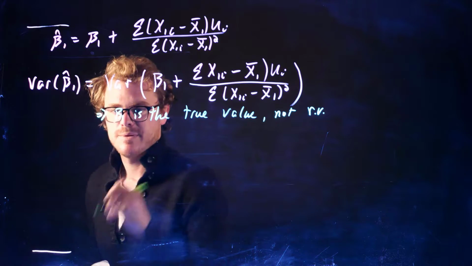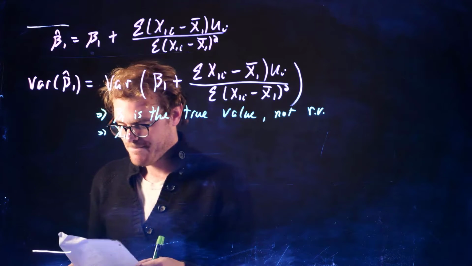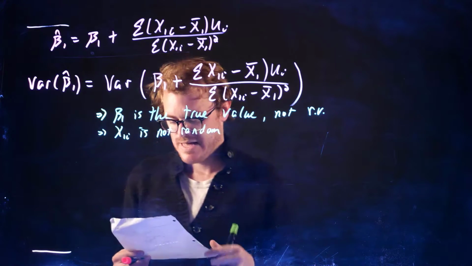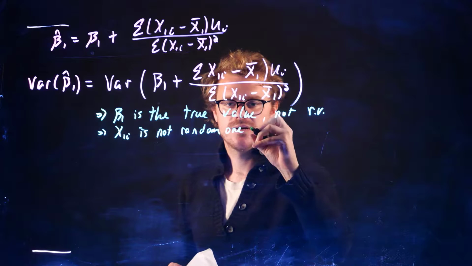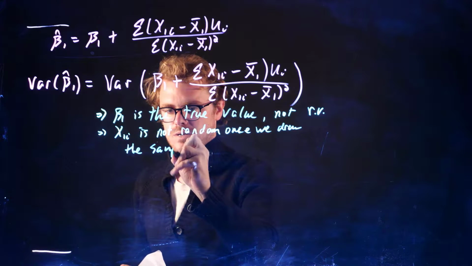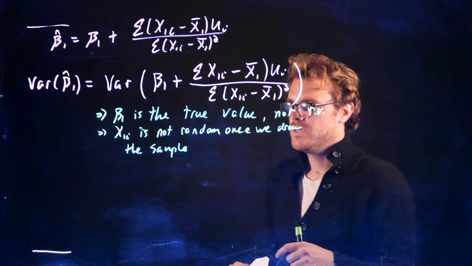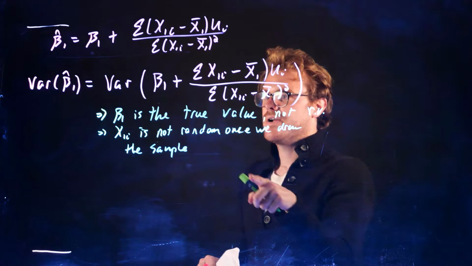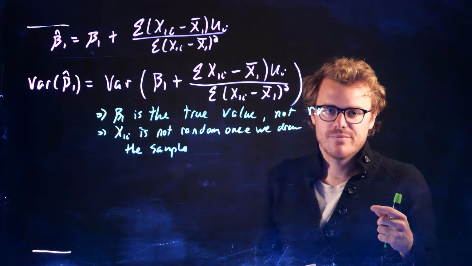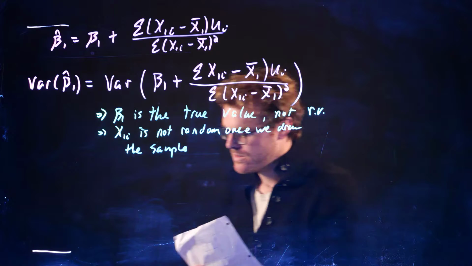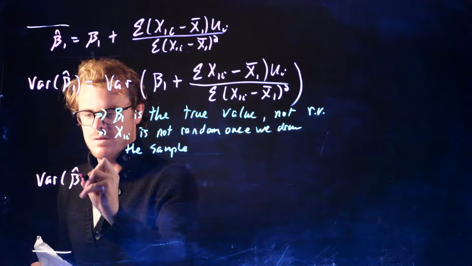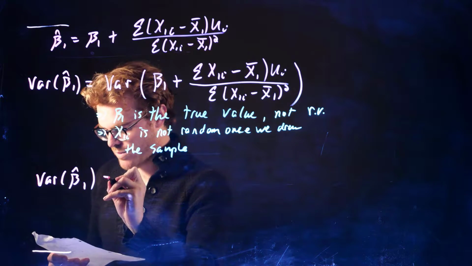And in the same respect, maybe I'll just do it all at once, x1i is not random once we draw the sample. So beta 1 is not a random variable because it's just the true value of this parameter, and x1i, once we actually draw the sample, is not a random variable. Before we draw the sample, it is, right?